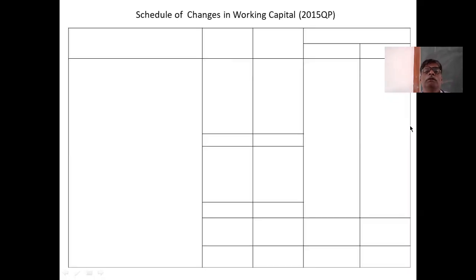So schedule of changes in working capital, 2015 question paper. Then particulars, 2013 column amount, 2014 column amount. Change in working capital means difference. You have to take the difference of the first column and second column. Increase is there, you write in the increase column. Decrease, you write in the decrease column.